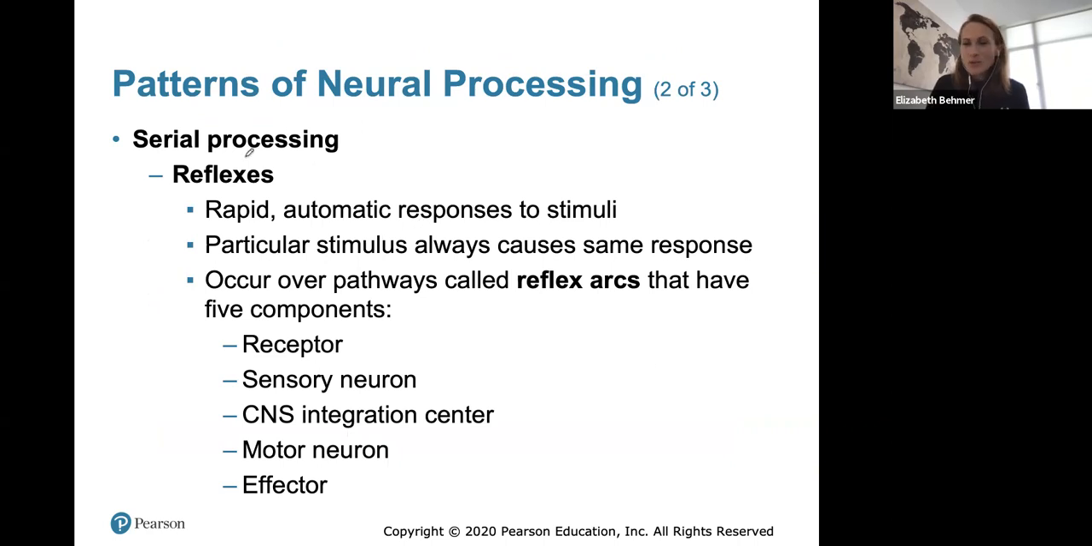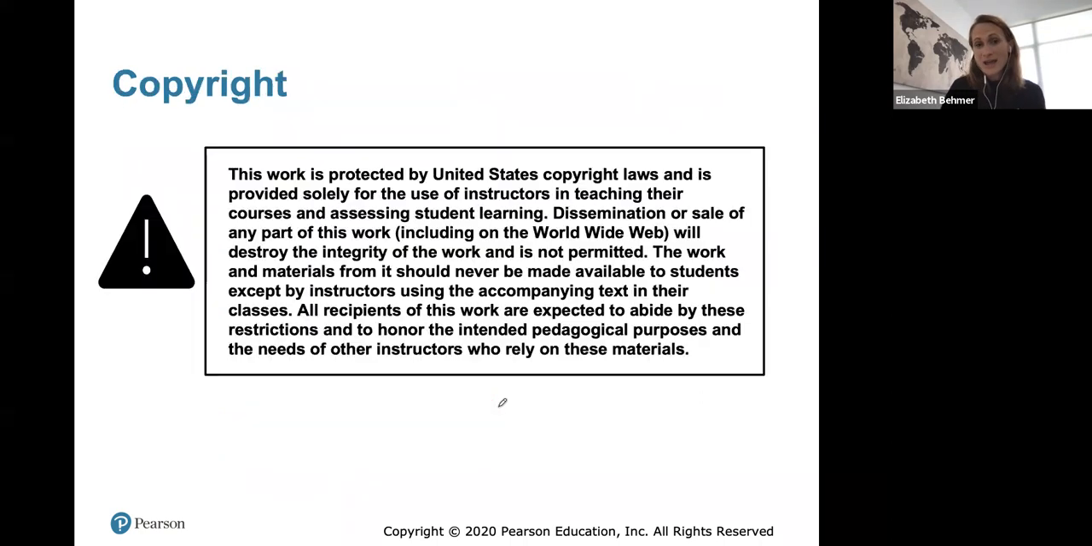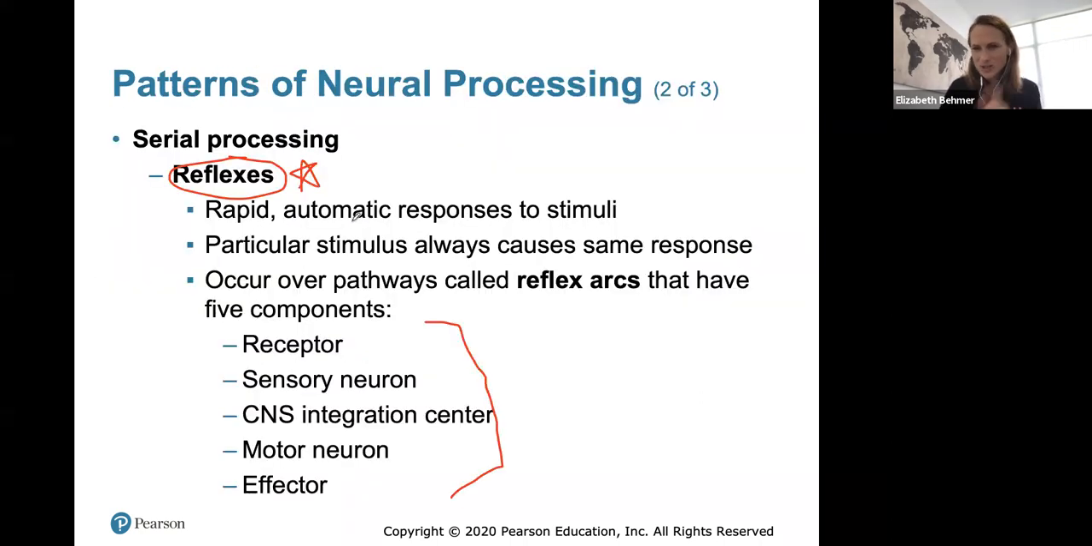There might be one question about reflexes, and reflexes are just the rapid automatic response to stimuli. The particular stimulus can always cause the same response, and it occurs over pathways called reflex arcs that have these 5 components: a receptor, a sensory neuron, a CNS integration center, which is usually the brain or spinal cord, and then the motor neuron and the effector. So there might be one question about reflexes, and that is where we'll end this chapter.